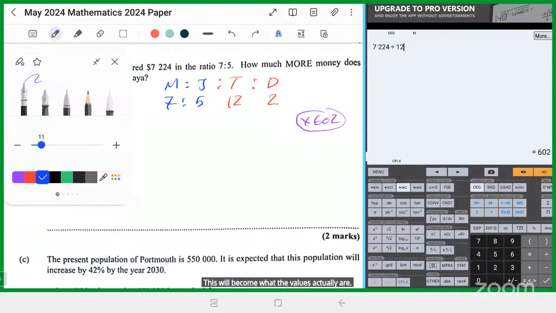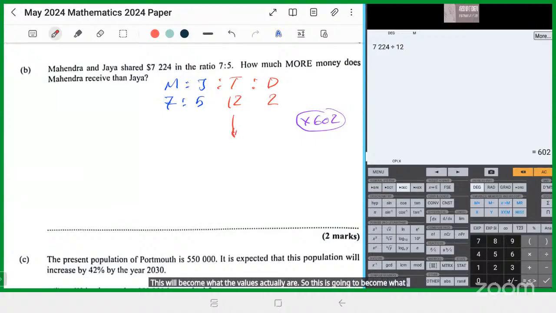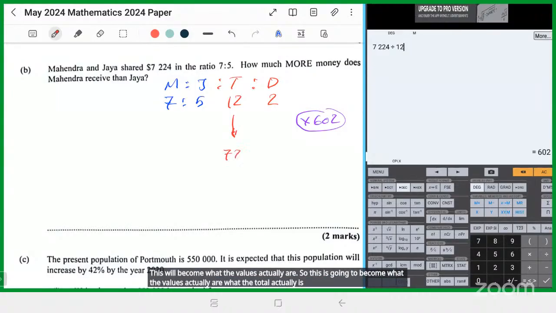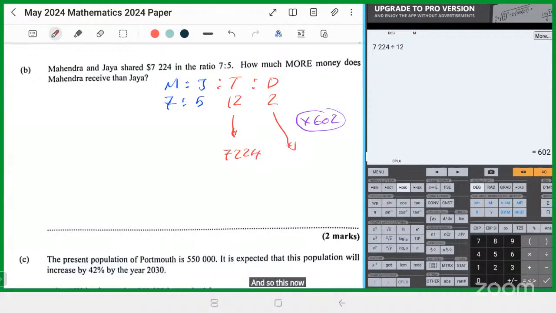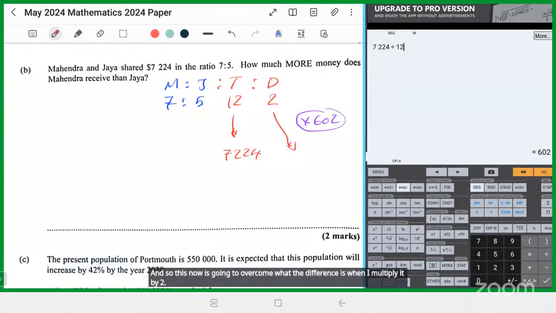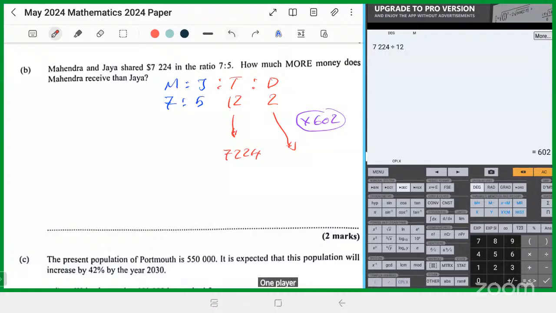So this is going to become what the total actually is, 7224. And this now is going to become what the difference is when I multiply it by 2. Multiply this by 2, and I'm going to see what the difference is. So that is 602 times 2.